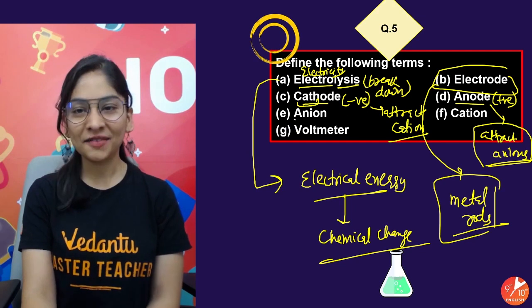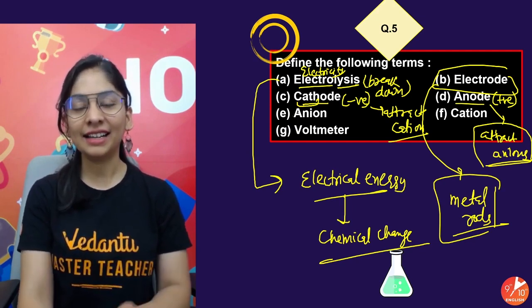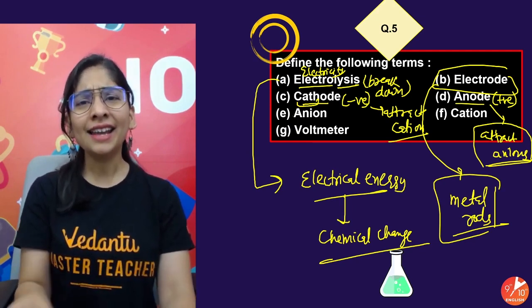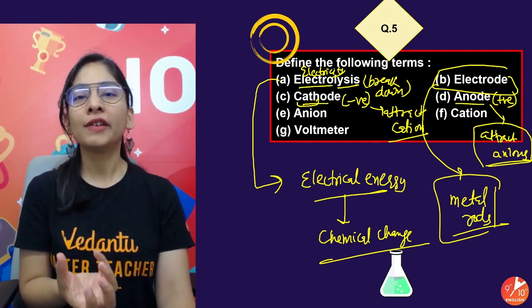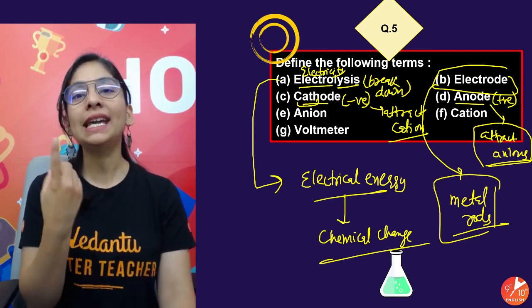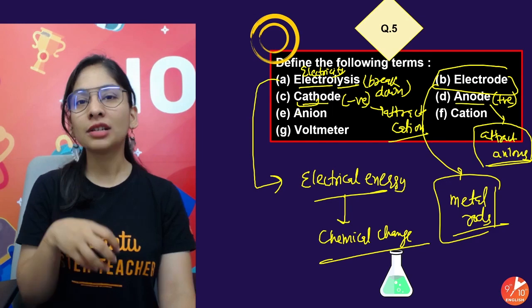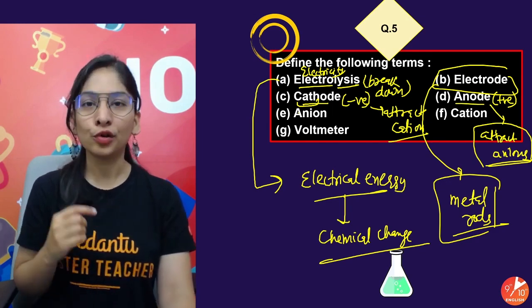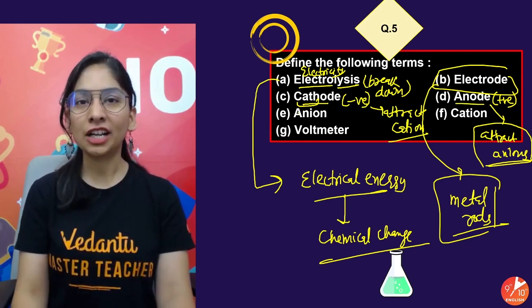And now this is very easy. Anion and cation, what exactly are they? You know that anion is the negative part of your electrolyte that's going to move towards the anode. Cation is the positive part of your electrolyte that is going to move towards the cathode.